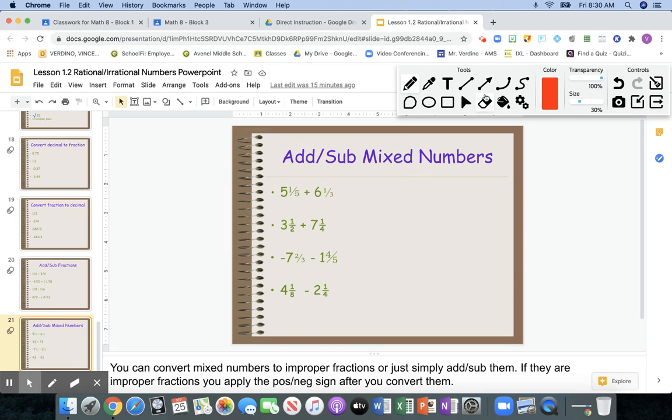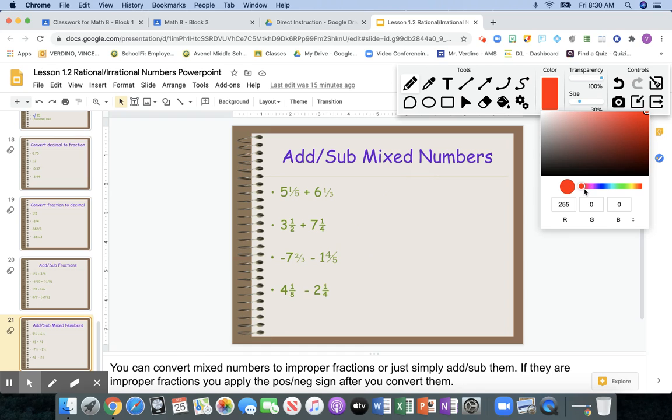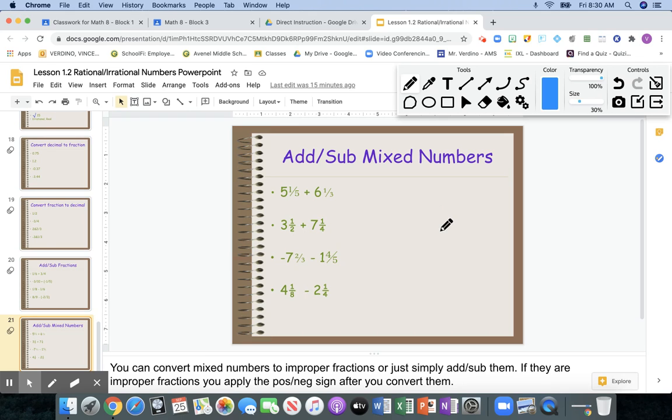Now, subtraction's a little bit tougher. So let's see if I can. There we go. If I'm looking at 4 and 1/8 minus 2 and 1/4, again, I'm going to stack these. 4 and 1/8 minus 2 and 1/4.